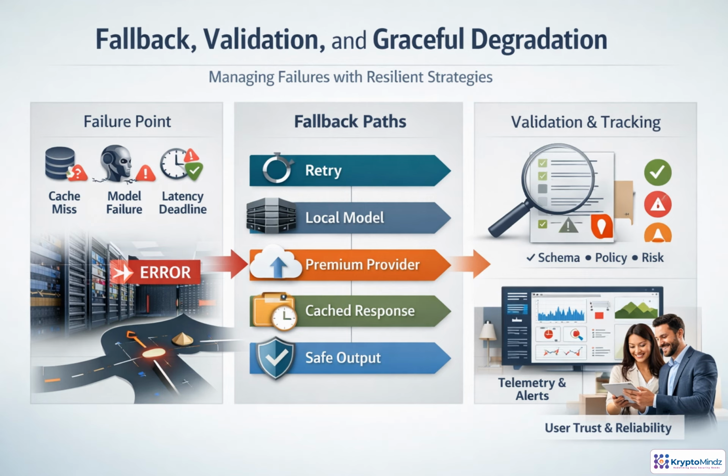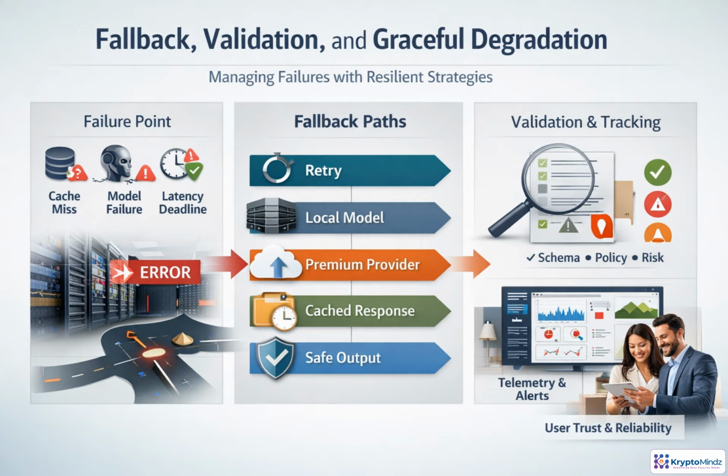Resilient systems assume the first path will sometimes fail. The important step is making the next path explicit. Start with a retry, but only if it fits the latency budget. Then move to an alternate local pool, an external provider, a cached answer, or a safe failure message. Each step still needs validation, schema, policy, risk, and task-specific rules.